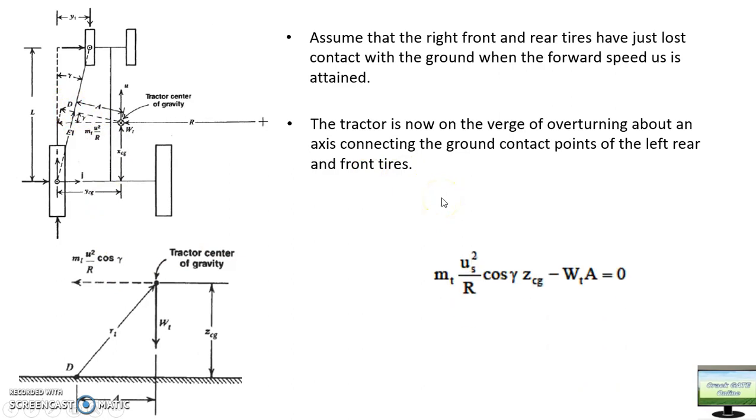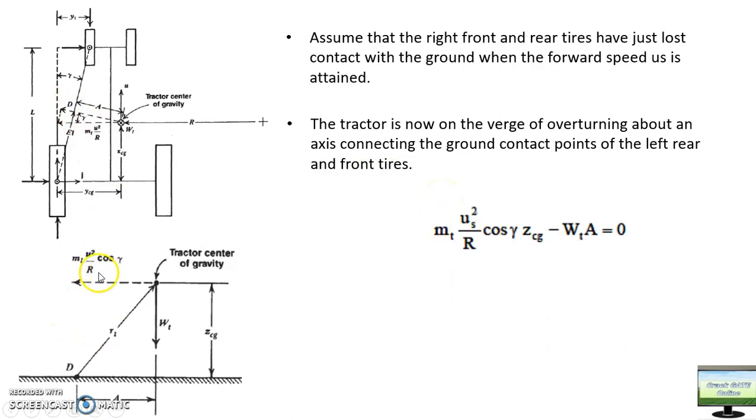Okay guys, so what will happen? This mv square by r cos gamma will create a moment about this point D. So this vertical distance is ZCG. So mv square by r cos gamma into ZCG, and then this W will try to keep your tractor on the ground. So this WT into A will try to balance this mv square by r cos gamma into ZCG. Okay, just try to imagine this.